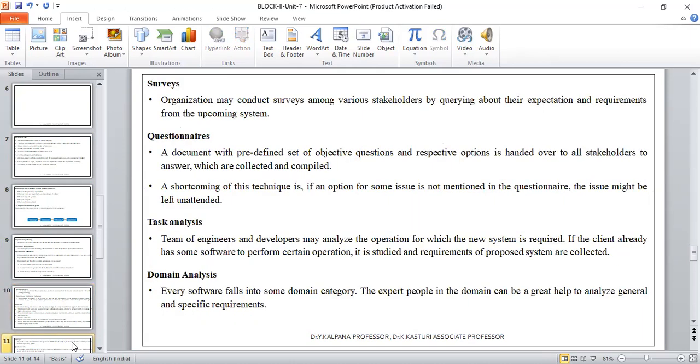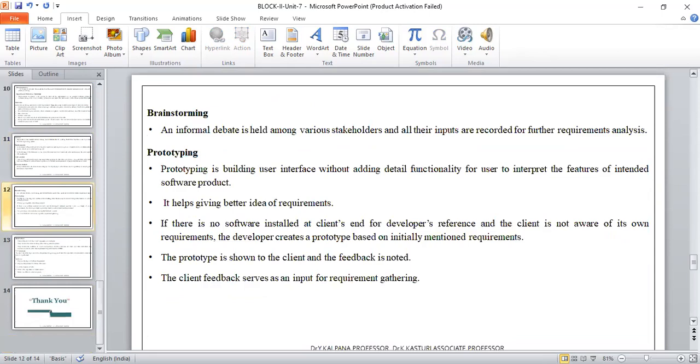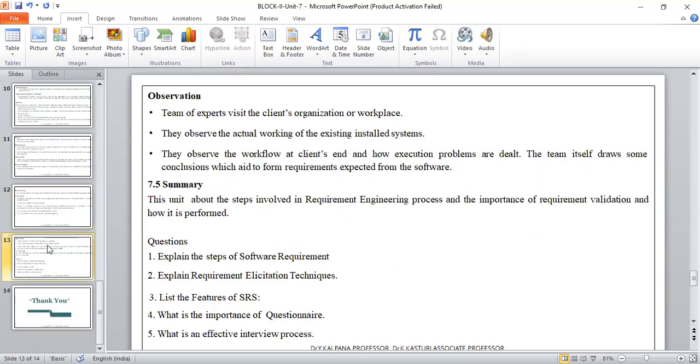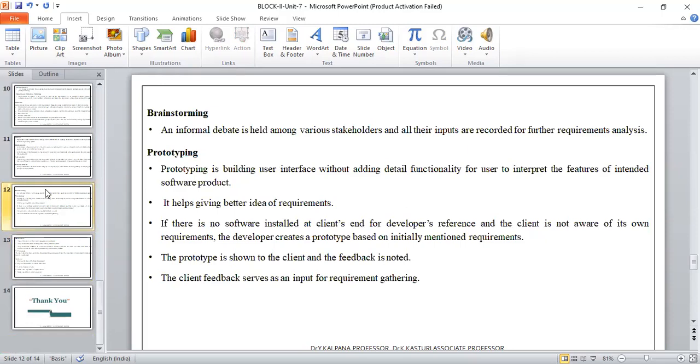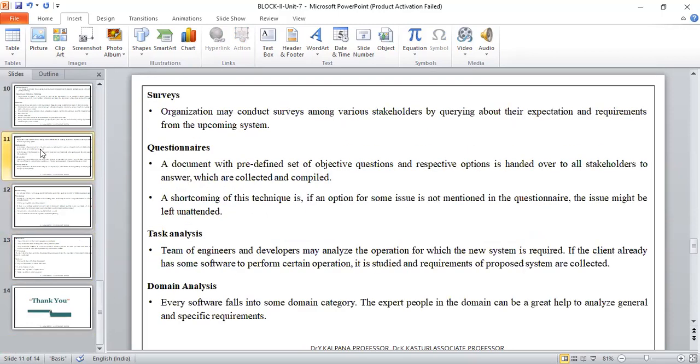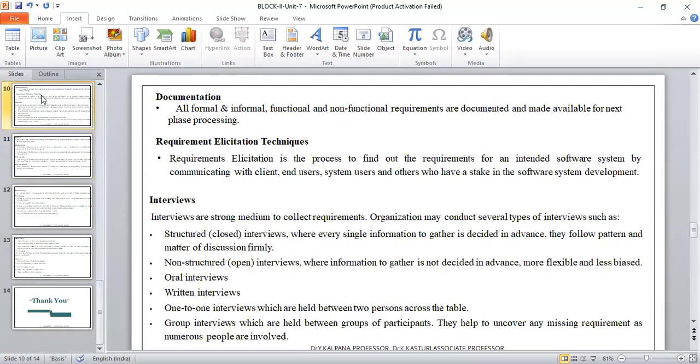Right. Surveys, questionnaires, task analysis, domain analysis, brainstorming, prototyping. These are the available techniques to gather the requirements. And the last one is observation. So the techniques are brainstorming, prototyping, surveys, questionnaires, task analysis, domain analysis, and interviews. We have seen interviews. Now we're going to see surveys.